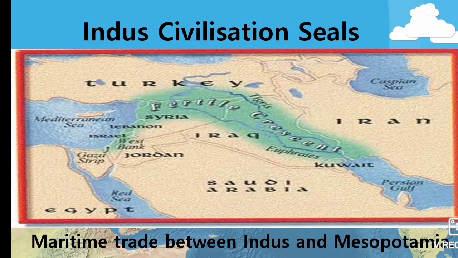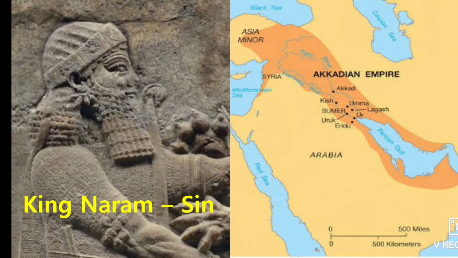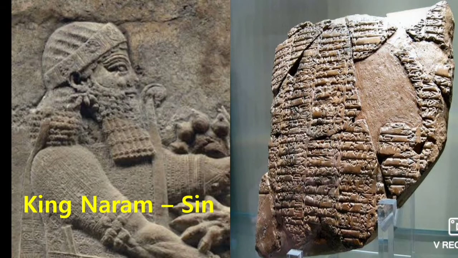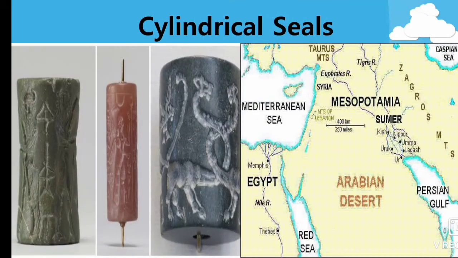Next is King Naram Sin. He was the Akkadian emperor. He wrote about buying jewelry from the land of Meluhha. Meluhha is one of the regions of the Indus Valley. Next are cylindrical seals. Cylindrical seals similar to those found in the Persian Gulf and Mesopotamia have also been found in the Indus area. This shows the trade links between these two areas.